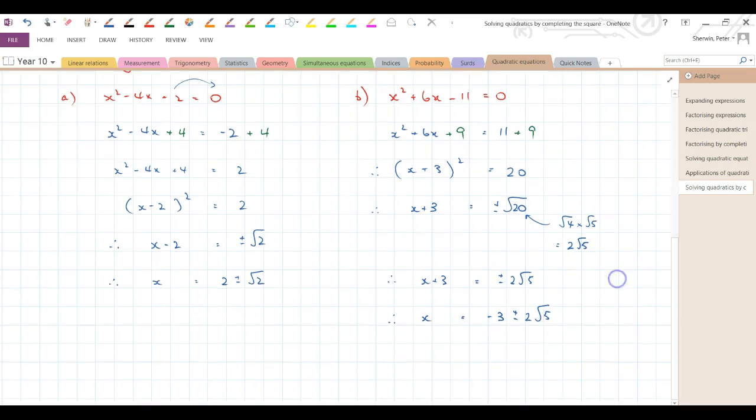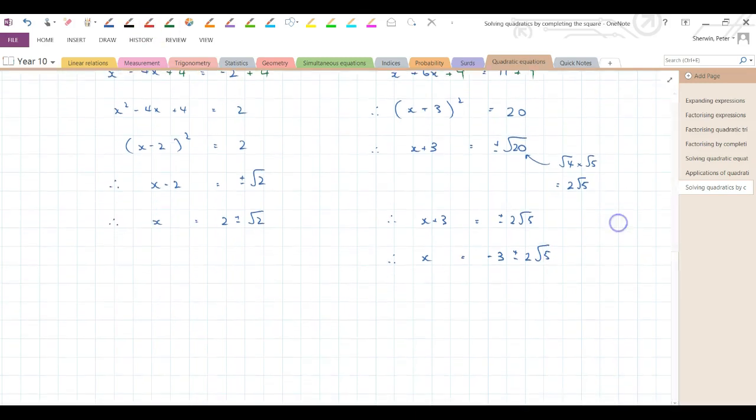Okay, I would like you to have a go at C, please, without me talking about it first. So x squared minus 3x plus 1. Oh, it's a nasty one. It's got a minus 3 there. So if you've left it up to this point, this is a tough one for you to take on, but pause and have a go at it.